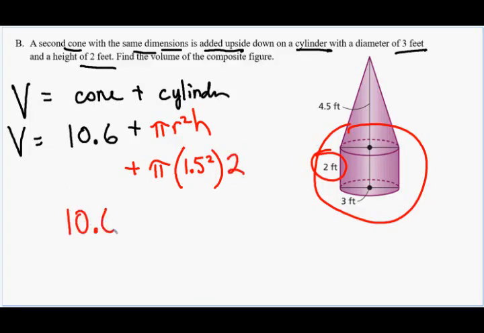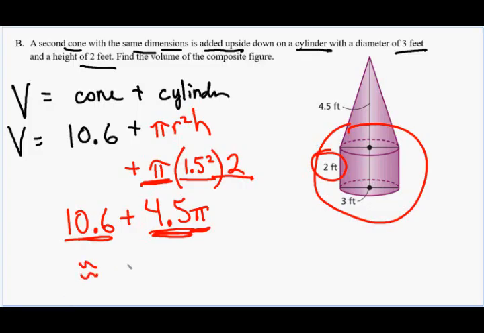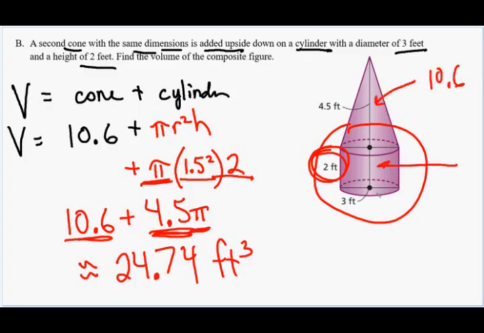So again, always bring down our 10.6. And then if we multiply 1.5 squared, that's 2.25 times 2 is 4.5, excuse me. And we're going to multiply that by pi. So, well, let's just do it like this, 4.5 pi. So in my calculator, I would do 4.5 times pi, and then add 10.6. And then if we round that off, that should be roughly 24.74. Our units, again, are feet, so that will be feet cubed. Remember, the cone from part A was 10.6, and then we added the volume of that cylinder, and we got our total volume.